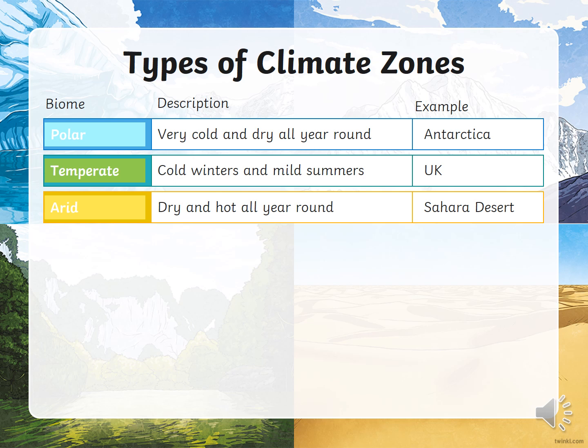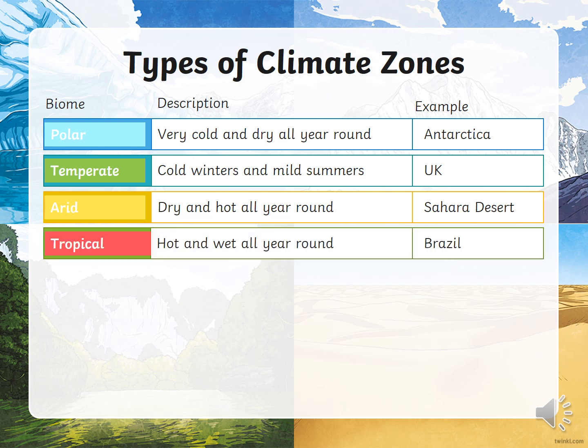Arid is a climate that's very dry and hot all year round. So if you think about the Sahara Desert, that is an arid climate because it's very dry, it hardly ever rains, and it's very, very hot. Then you have a tropical climate, which is hot and wet all year round. So someone like Brazil has a tropical climate.